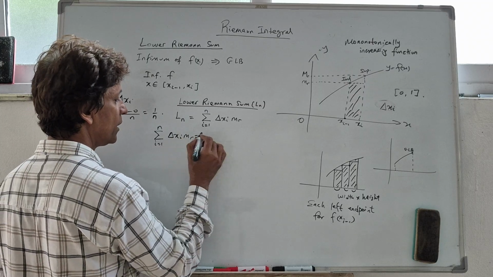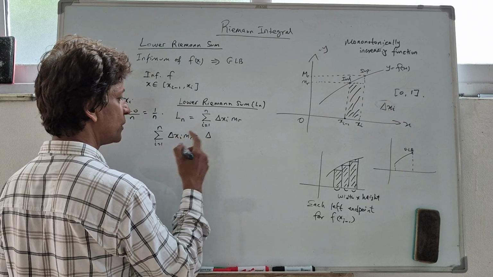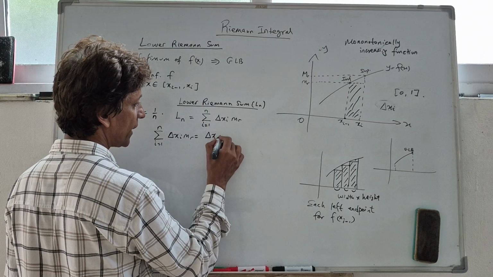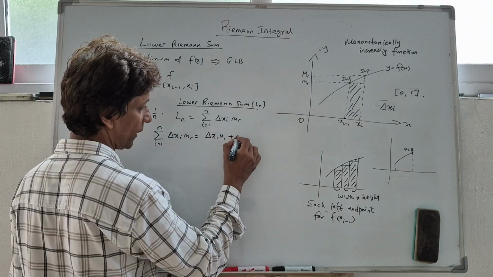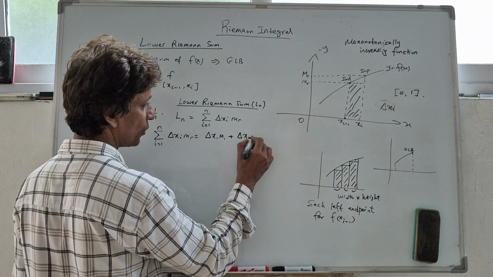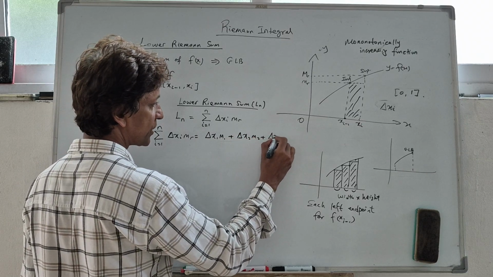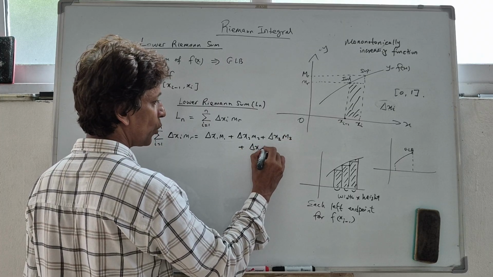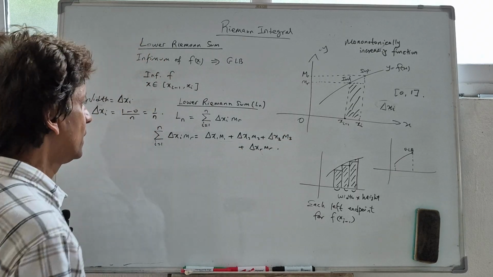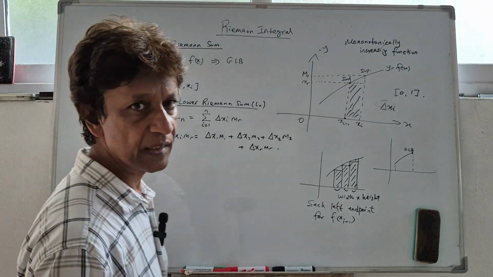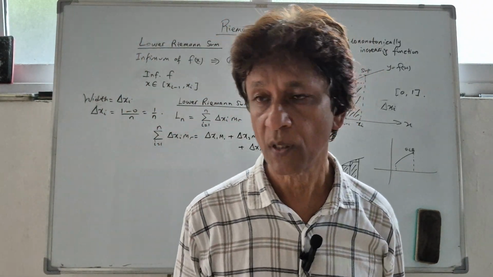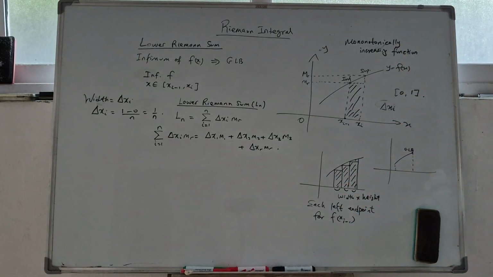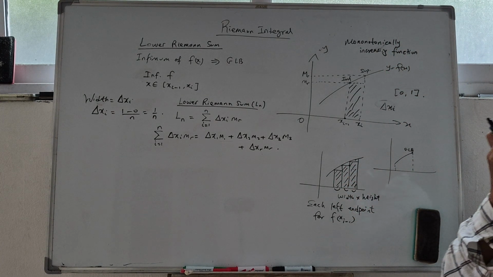So how do we get that? First of all, if i is equal to 1, it's going to be delta x1 small m1, plus delta x2 small m2, plus delta x3 small m3, plus delta xr small mr. So this is how we go about computing the lower Riemann sum for a function. If there's nothing else, now we can move on to the upper Riemann sum.